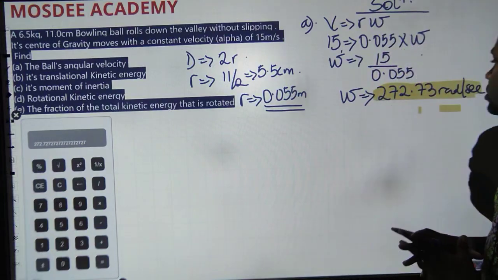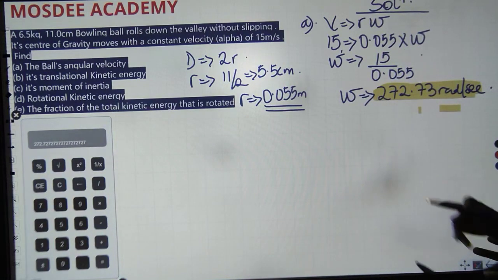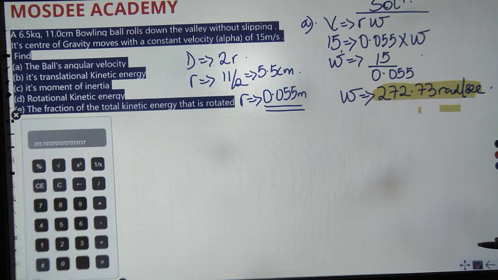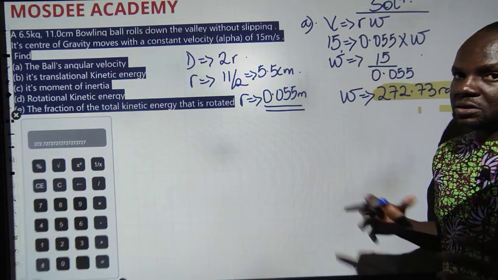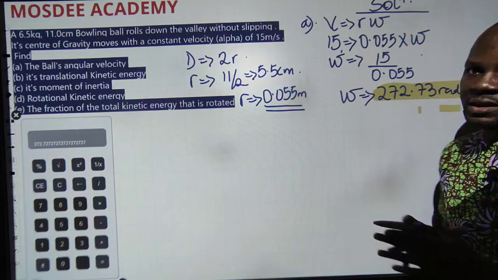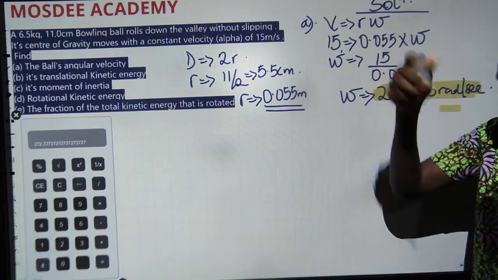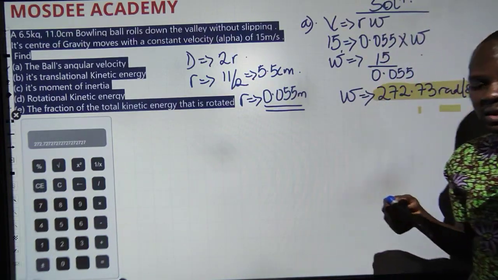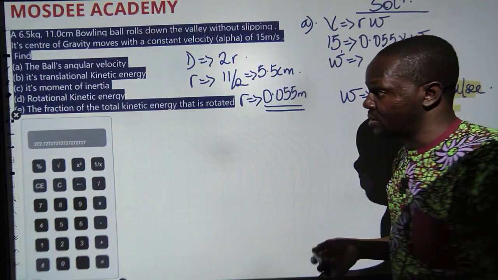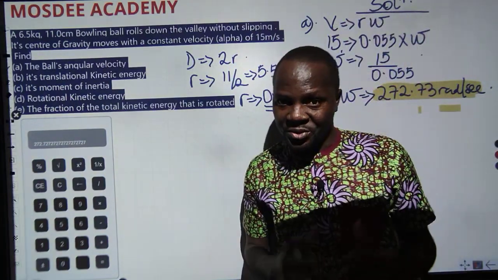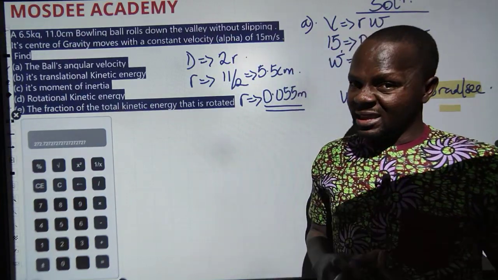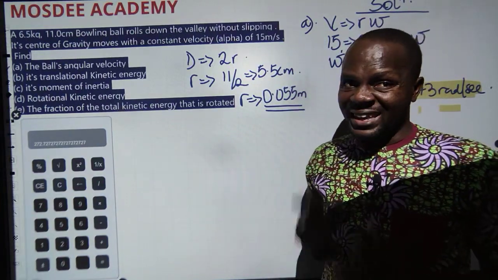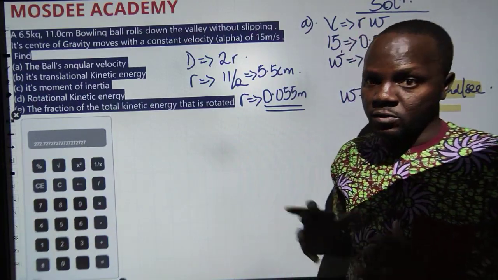Now, the second question is we have to calculate its translational kinetic energy. That is the linear kinetic energy, not the rotational. You know, the ball will rotate and it's going to have rotational energy. That's what we call the moment of inertia. All those things are available on this channel. You can check. Now, kinetic energy from junior class is half mv squared, with linear velocity, not angular. So that's just direct.